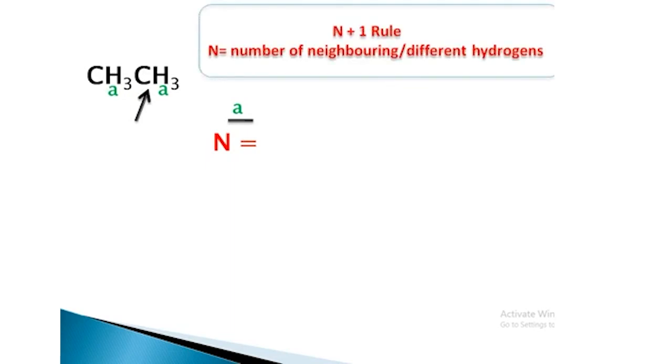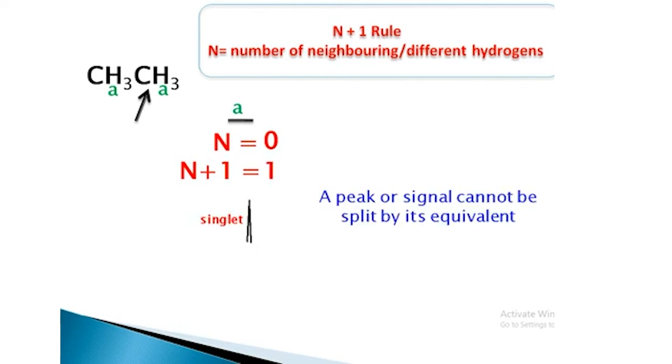But remember, what does the n plus 1 rule say? n is the number of neighboring but different hydrogens. That must be different, neighbor and different, but here these are not different, these are the same. So here also we don't have any neighboring hydrogen, and the value of n is 0. If you plug into the n plus 1 rule, we get 1, and ultimately we get a singlet. Here the important thing is, a peak or signal cannot be split by its equivalent. It cannot be split by equivalent. The neighboring proton must be different, so the equivalent signals cannot be split up.